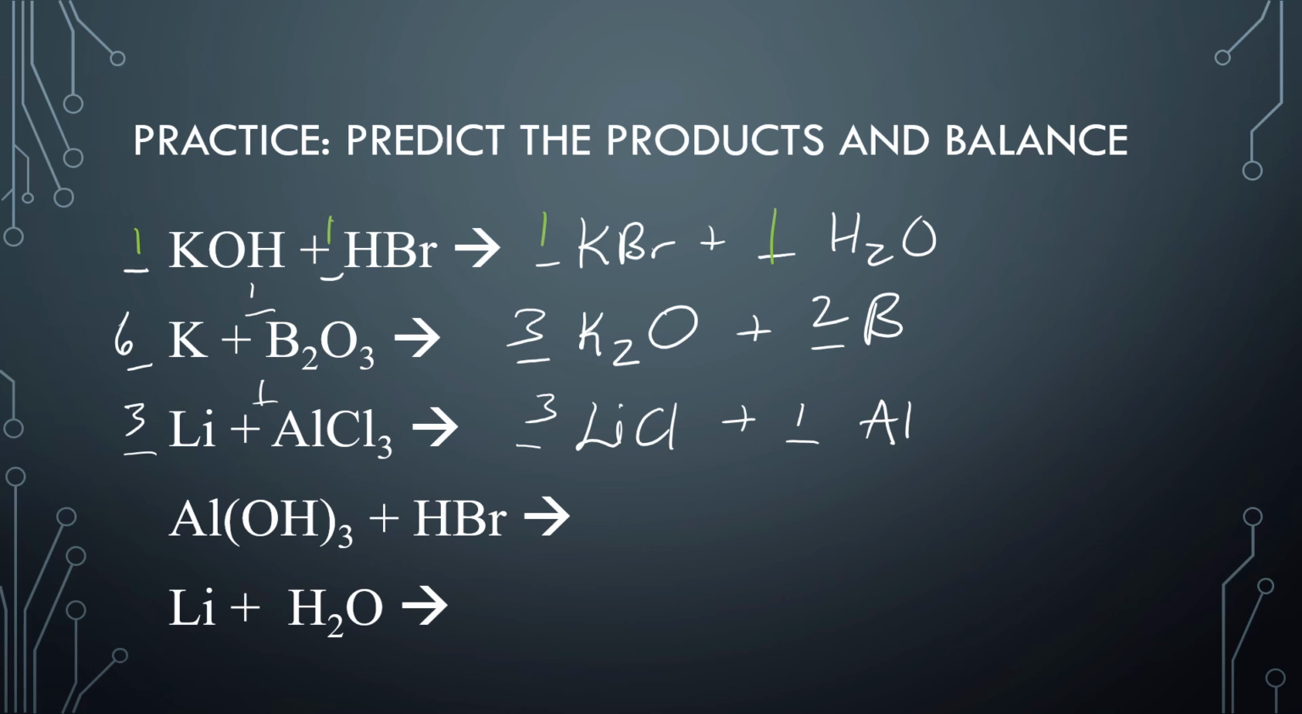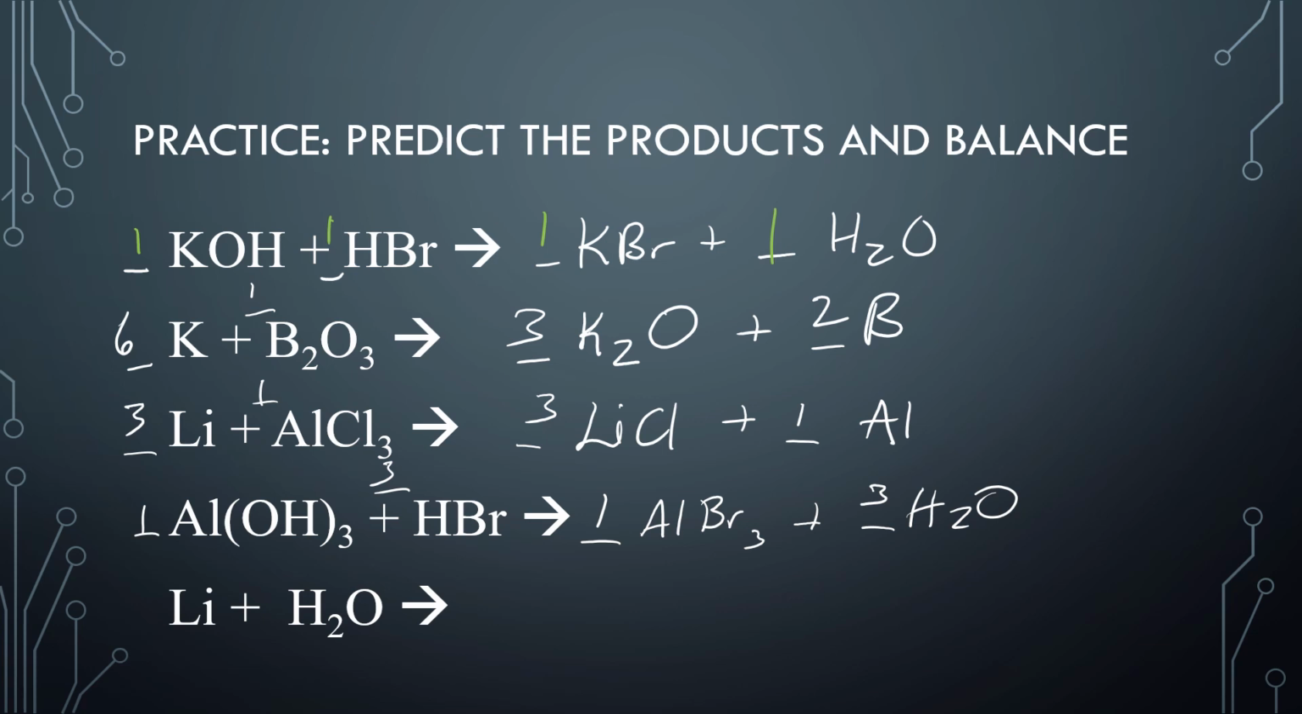Aluminum hydroxide, Al(OH)3, plus HBr. So aluminum and bromine are going to bond together, but you remember that aluminum has a 3 plus ion. So AlBr3 plus H and OH minus, which is H2O. Okay, put a 3 here, put a 3 here, 1, 3, 1, 3.